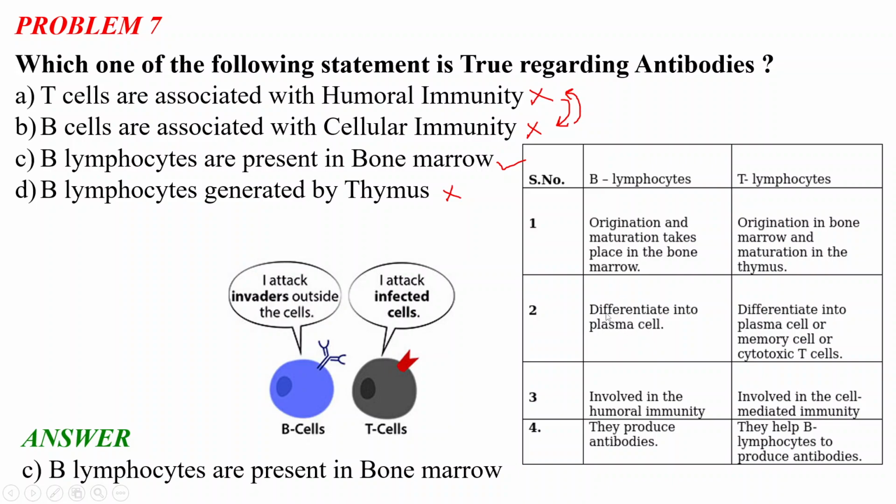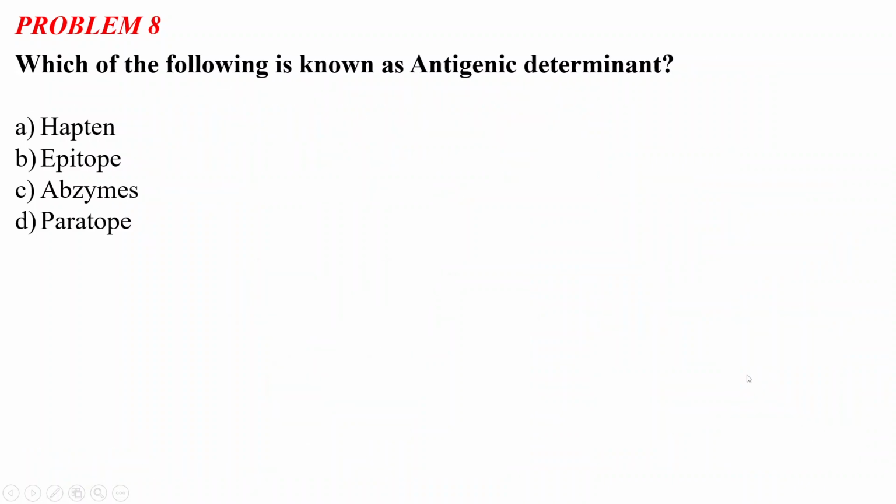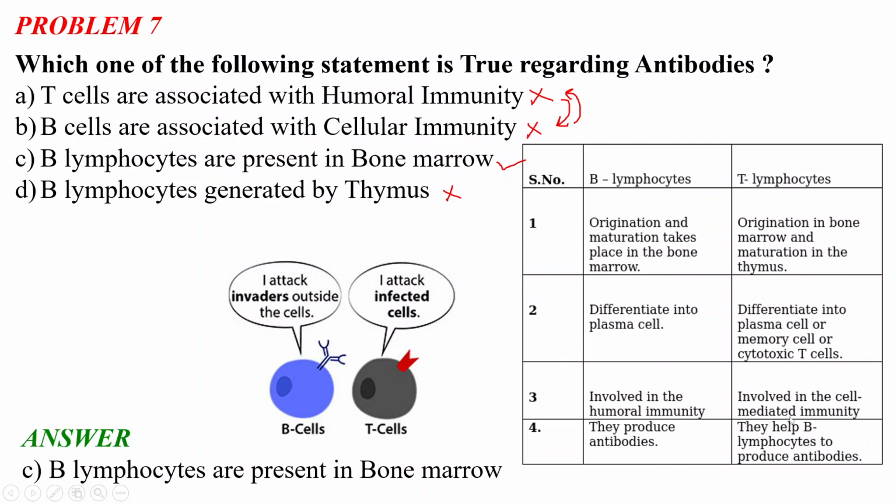The B lymphocytes differentiate into plasma cells, and the T lymphocytes can differentiate into plasma cells or memory cells or cytotoxic T cells. The B cells are involved in humoral immunity and the T cells are involved in cell mediated immunity or cellular immunity. The B cells produce antibodies, and the T cells help B lymphocytes to produce antibodies. So, the T cells do not produce antibodies themselves, they help the B cells so that the B cell can produce antibody which can bind to the antigen and deactivate that foreign particle.